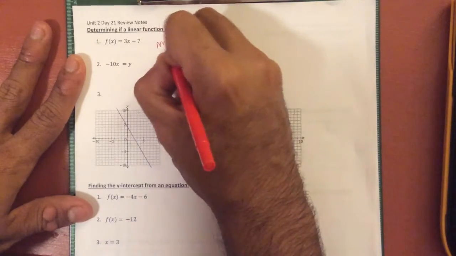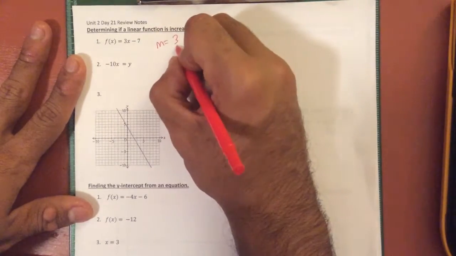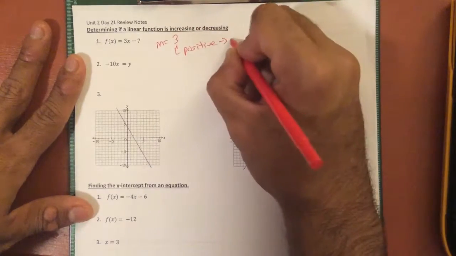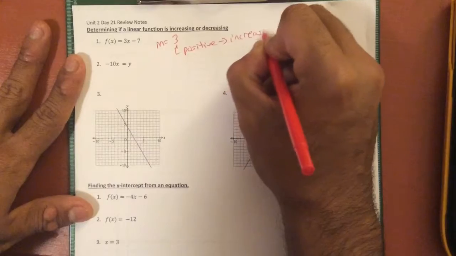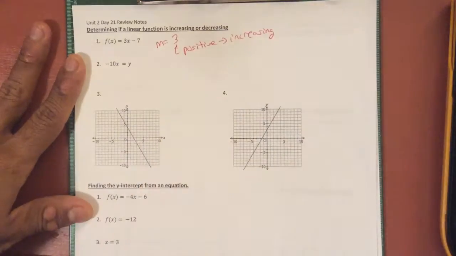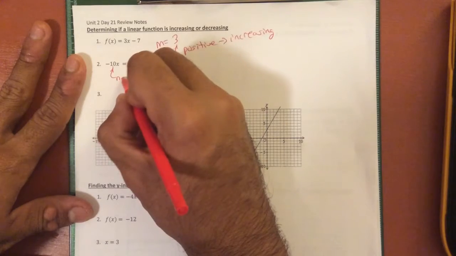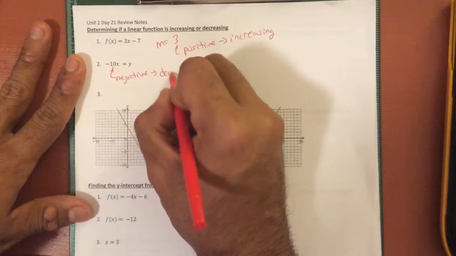If you look at your slope, it is 3, and it's a positive slope, so that means it's increasing. Okay? If you look at number 2, this is a negative slope. Okay? So because it's negative, it's decreasing.